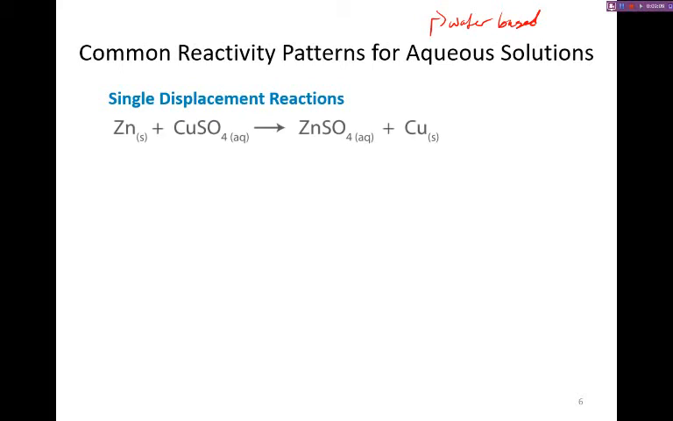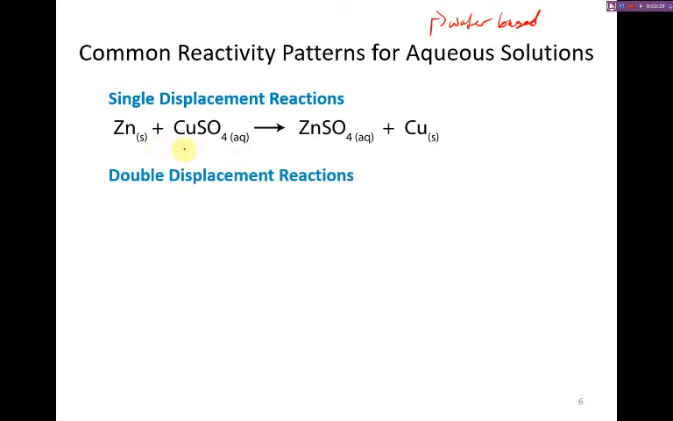Within aqueous solutions, or solutions that are water-based, we have different types of reactions that can occur. One category is called single displacement reactions. An example of this would be zinc metal reacting with aqueous copper sulfate to produce zinc sulfate and solid copper.